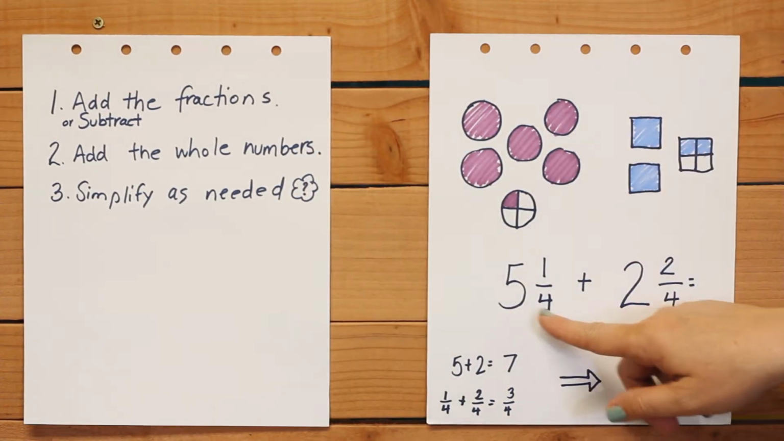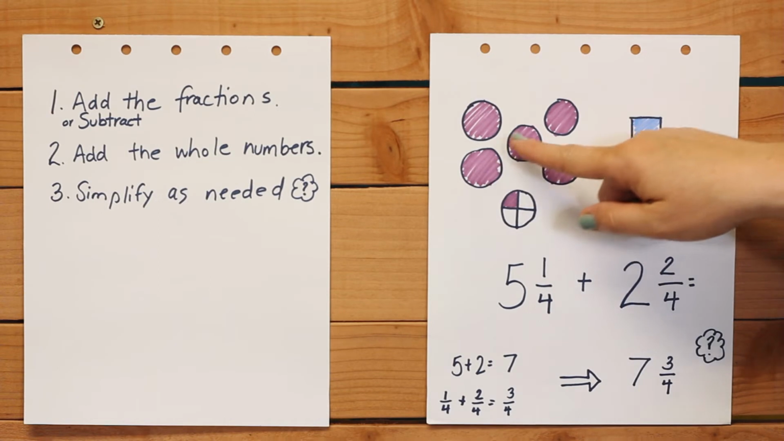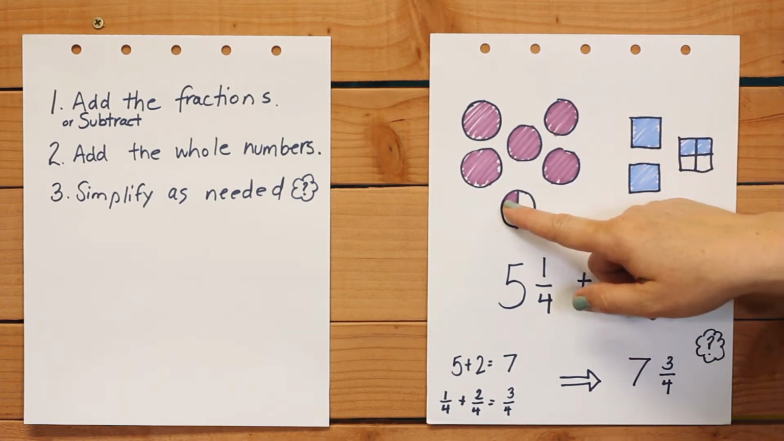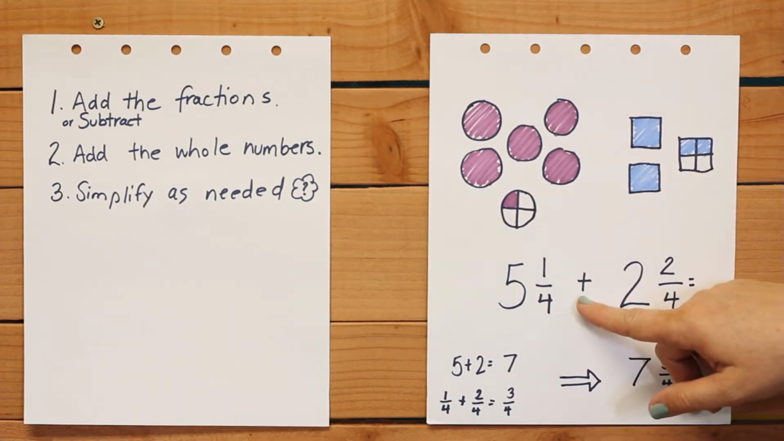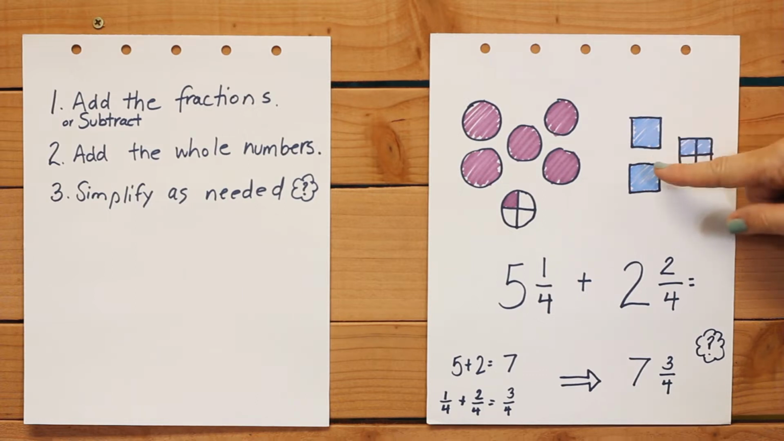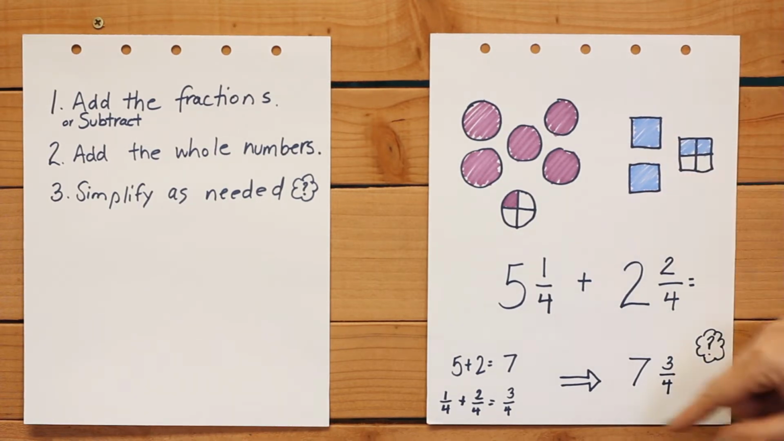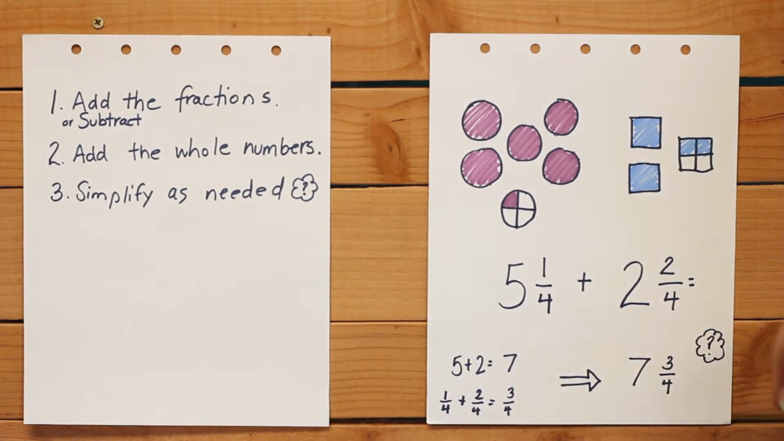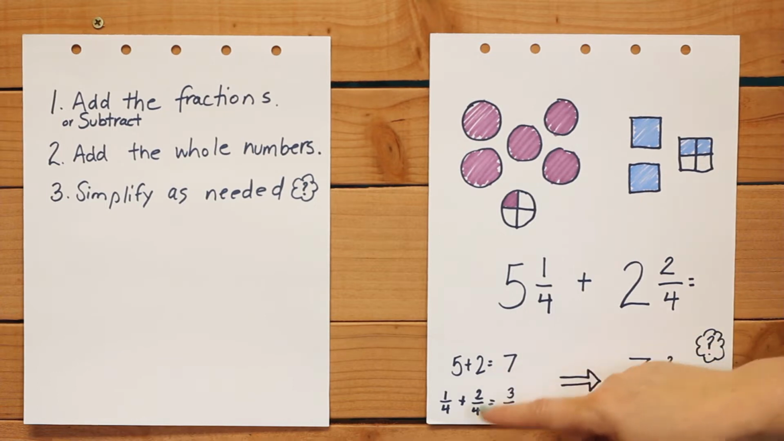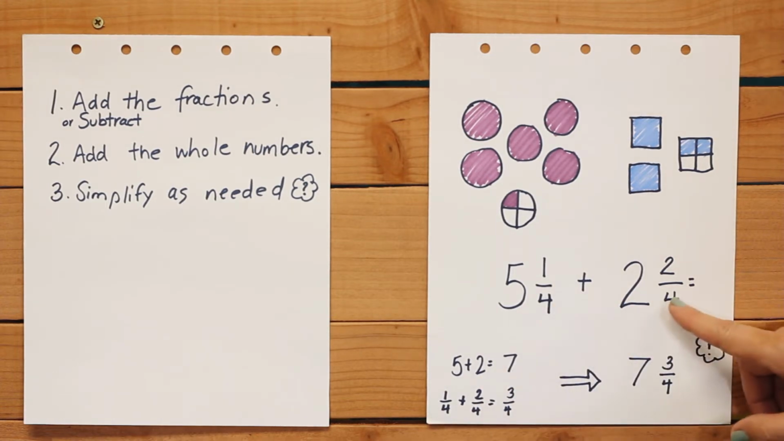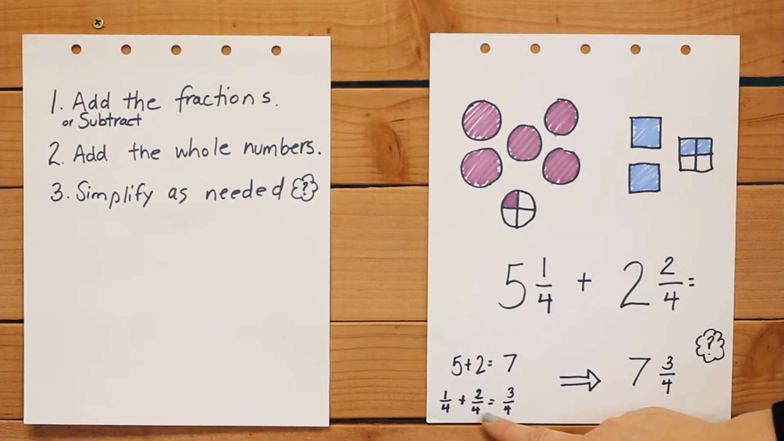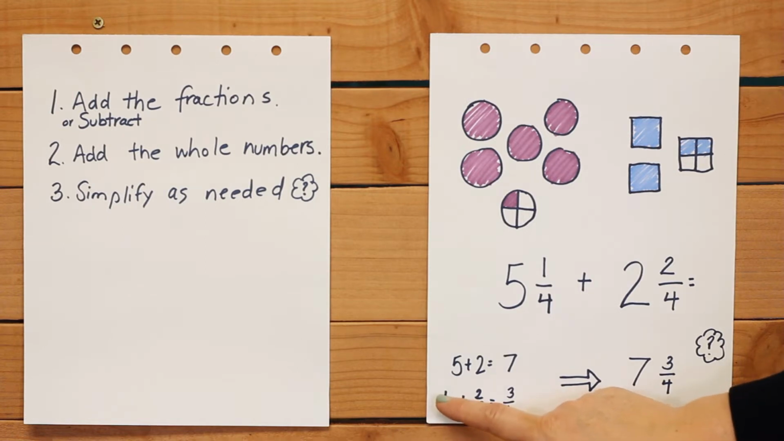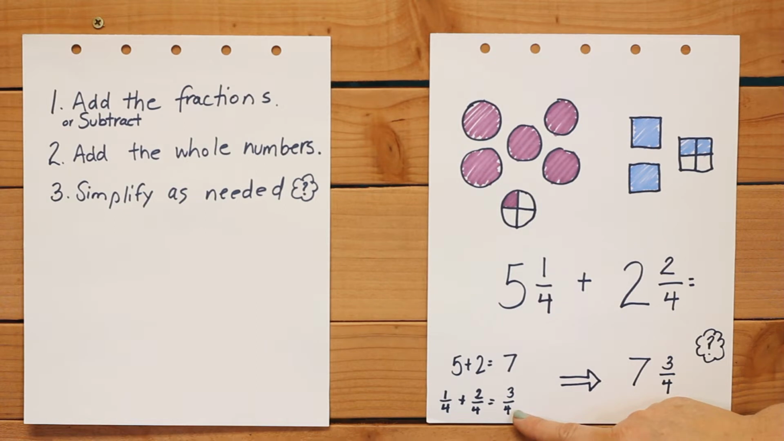We have 5 1/4, as you can see, 1, 2, 3, 4, 5, and then 1 part of 4, added to 2 2/4, 1, 2, 2 shaded in of 4 parts. So what I'm going to do is add the fractions first. I have 1/4 and 2/4. Luckily they have the same denominator, so all I need to do is look at the numerators. 1 plus 2 is 3, so I have 3/4.